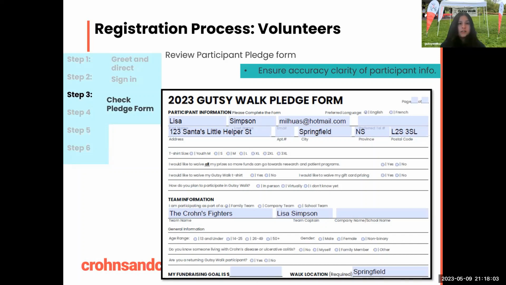And you'll see here on the pledge form, you want to make sure that they've clearly written their information. So you have the participant name, their email, their address, the walk location, if they're on a team, the team captain. And you can help them fill it out if they have any questions, as long as the information is clear for us.